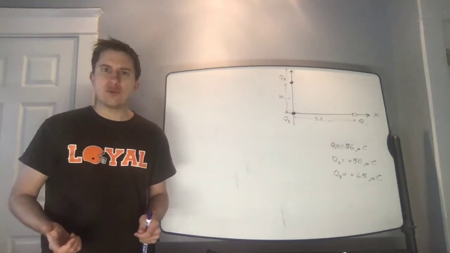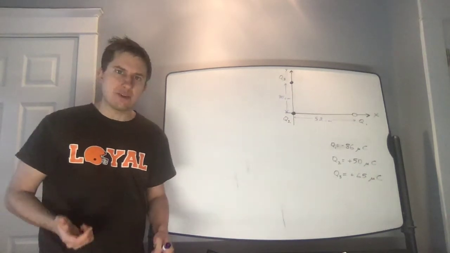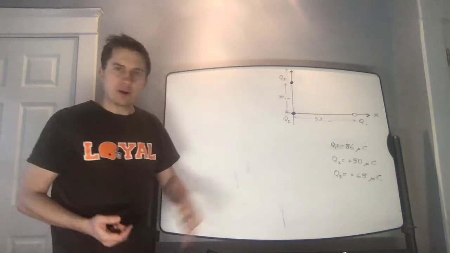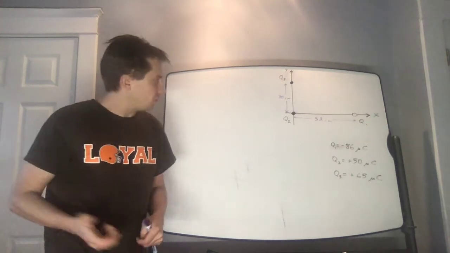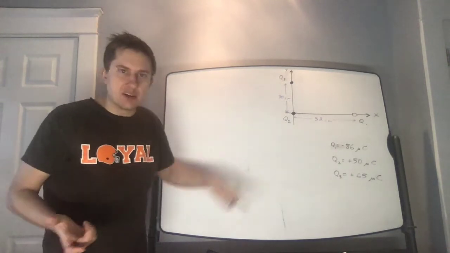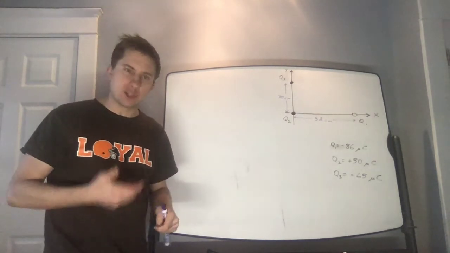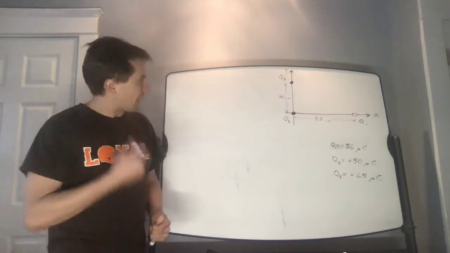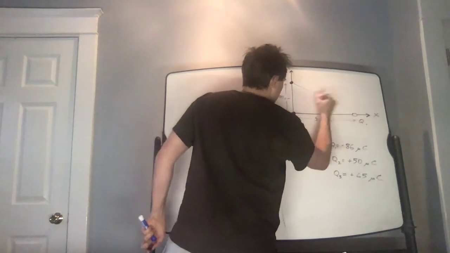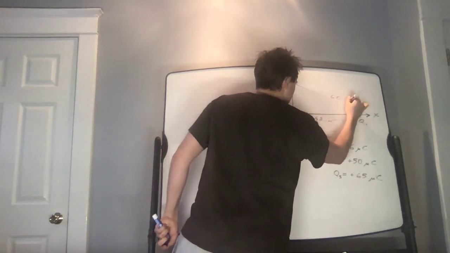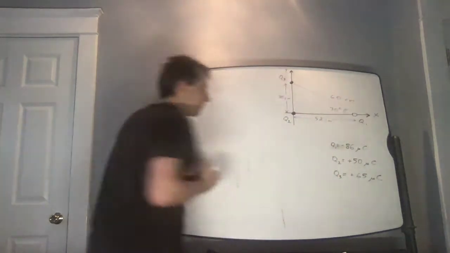So for this problem, we have three charges. We have Q1, Q2, Q3 with charges as given. Q3 is up here, and we're asked to find the net force on charge number 3. We're told that Q3 is 30 centimeters away from Q2, and Q2 is 52 centimeters away from Q1. I could look at this picture, I see a right triangle, and I could use some trigonometry to determine that this distance is going to be 60 centimeters, and this angle is going to be 30 degrees.